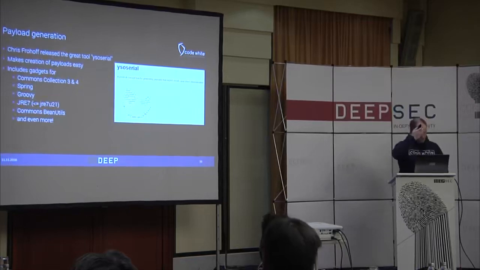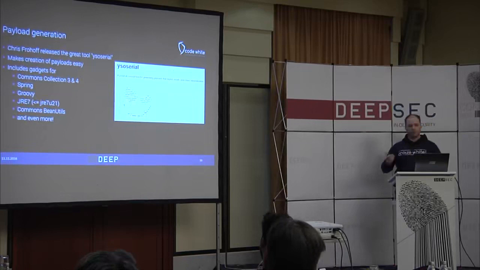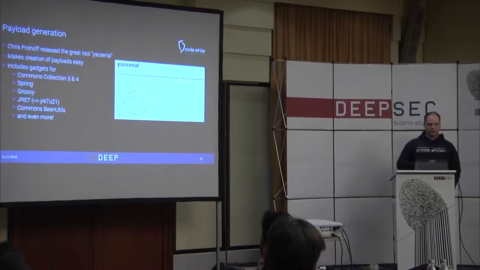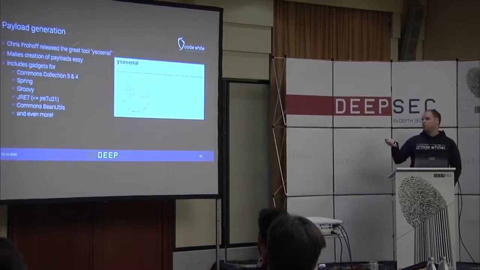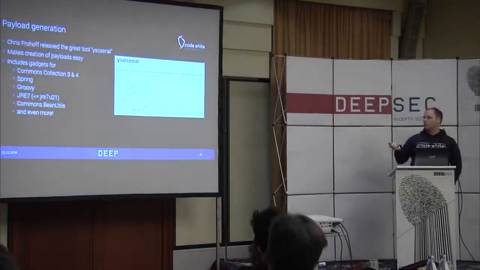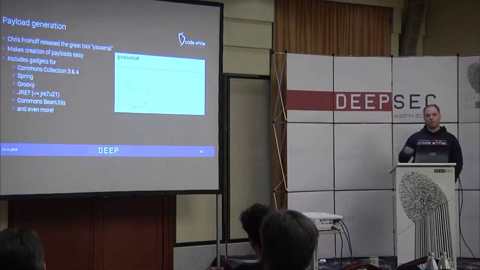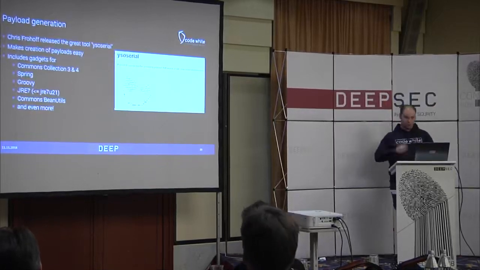Currently, we have about, I think, 10 or 12 unique gadgets and several variants from, for example, Commons Collection. So about 16 gadgets in all. And Why So Serial includes Commons Collection 3 and 4, Spring, Groovy, JRE gadgets, Commons BeanUtils. So all of them are very common libraries you can find in server-side applications, which you can reuse.